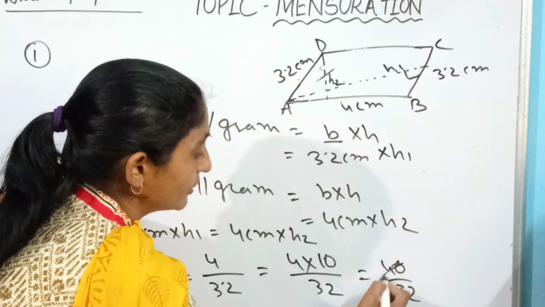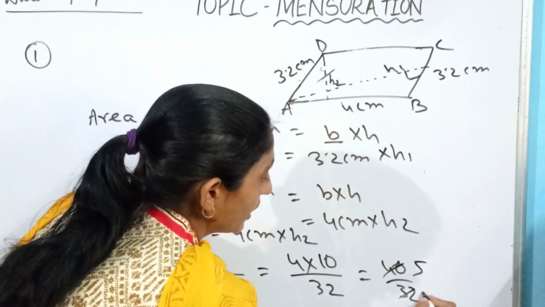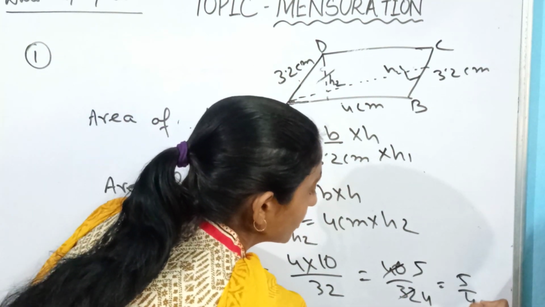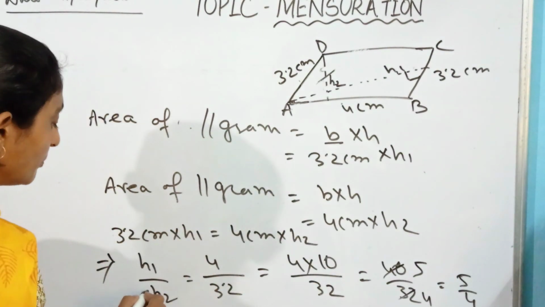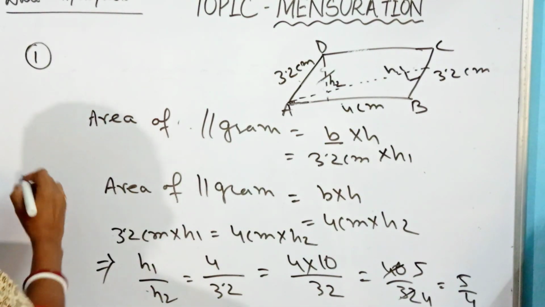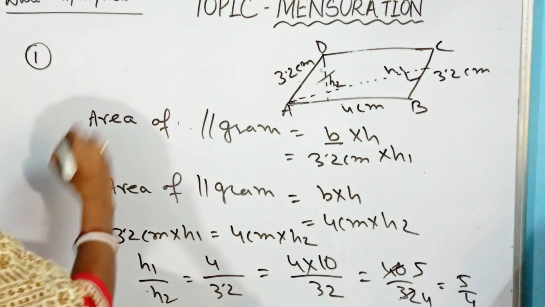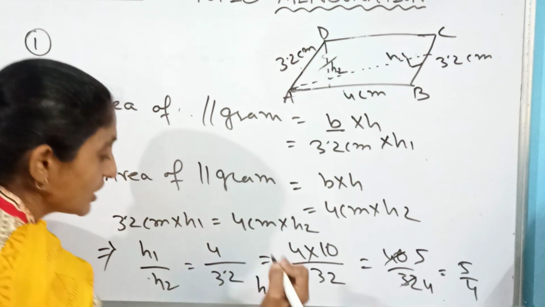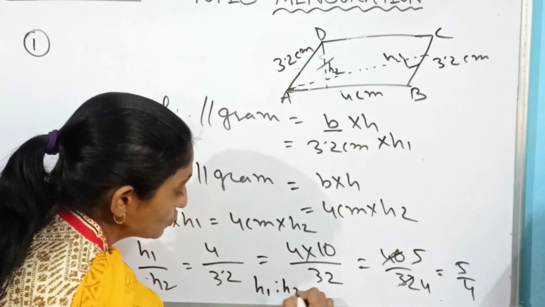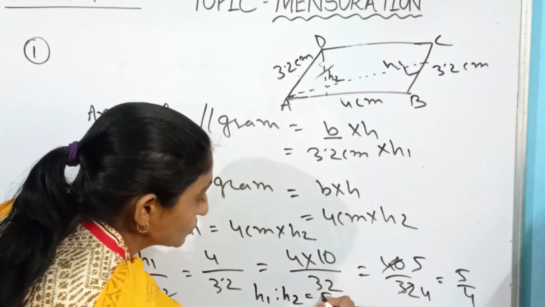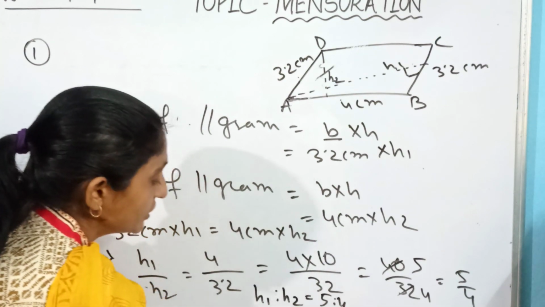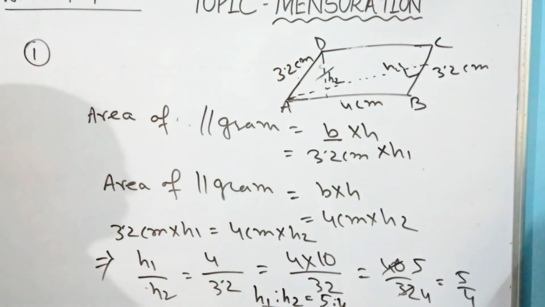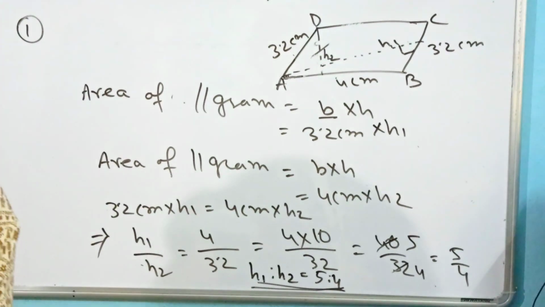I can cancel them by 8. 8 5s are and 8 4s are. So what am I getting? I am getting 5 by 4. So if I am presenting H1 is to H2, that means height 1 is to height 2, that means these two altitudes, I can write this as 5 is to 4. This is my answer. I hope you are clear about this. Let's come to the next question of this part.